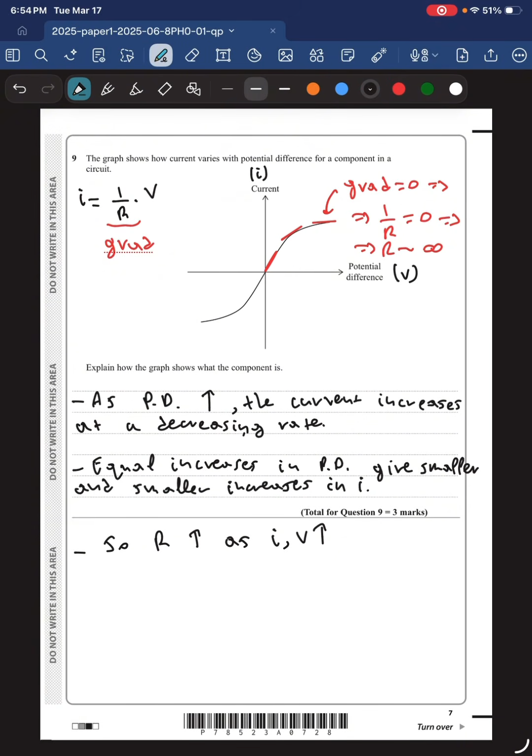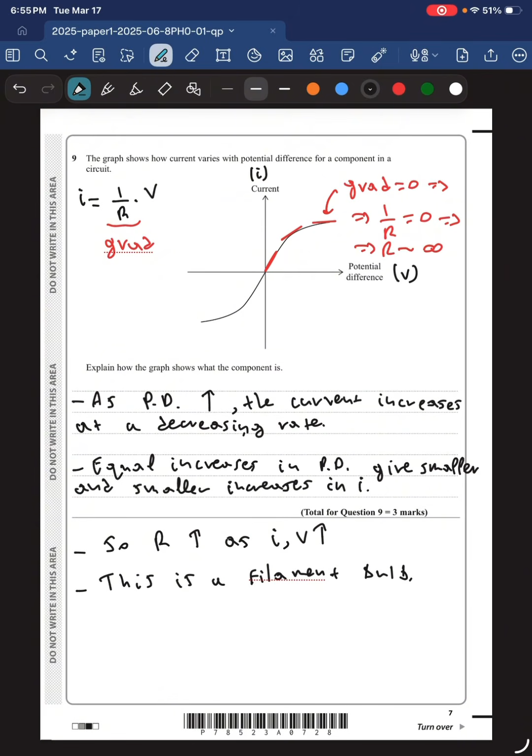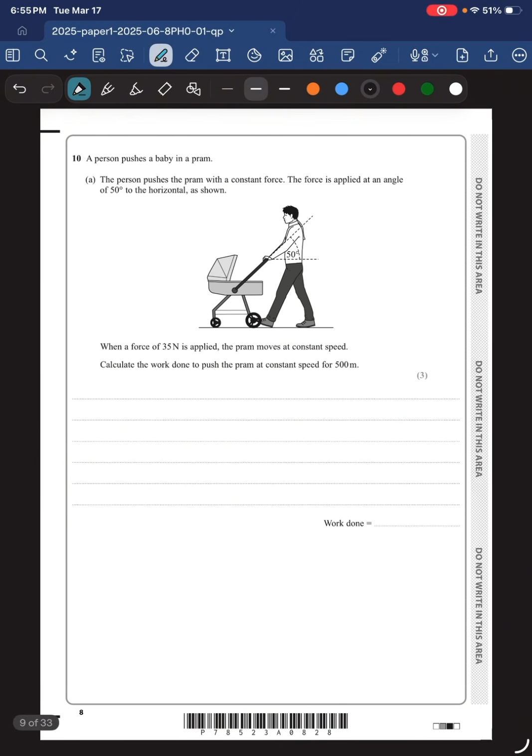So what kind of element is this? It's a filament lamp. Bulb, actually, this is the correct way. Filament bulb. Hope this makes sense. Let's move on.